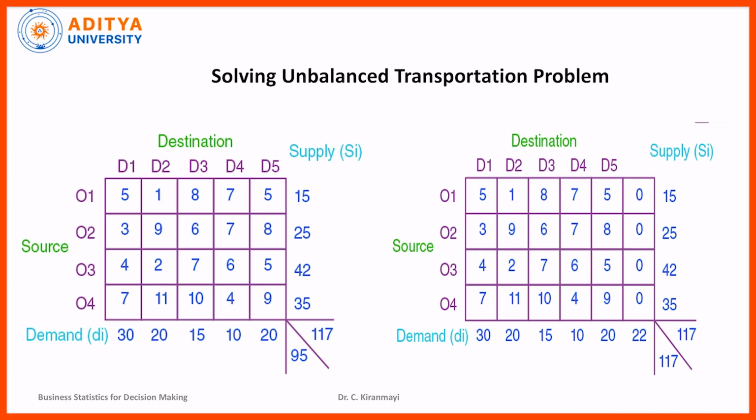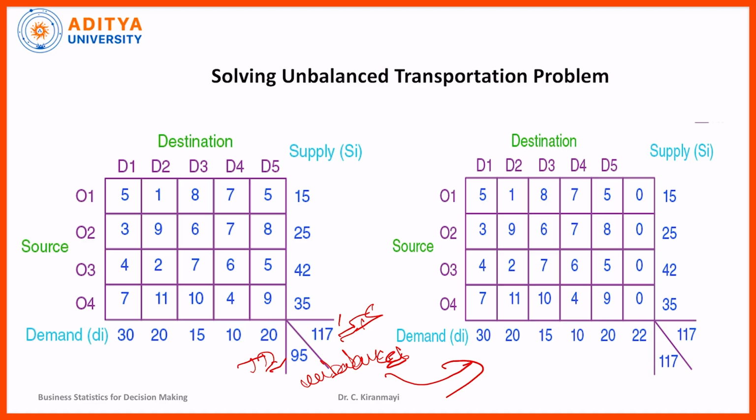This is an example of an unbalanced transportation problem. If the transportation problem is balanced, that's fine, we can proceed to solve it to identify the optimum solution. But if it is unbalanced, what is to be done? We have to convert the unbalanced transportation problem into a balanced one. See here, the total demand is 95 and the total supply is 117. So the problem here is unbalanced, and it should not be taken straight away like this. It should be converted into a balanced problem in this way.